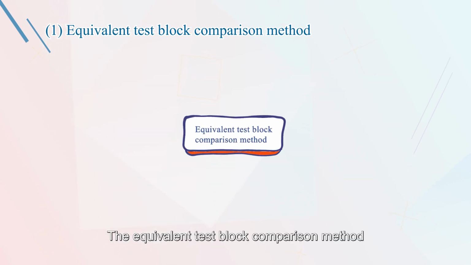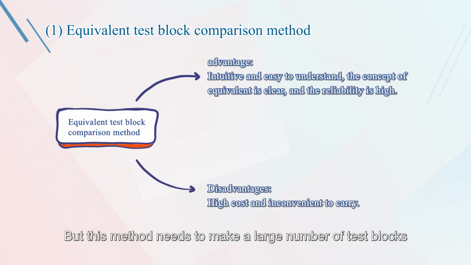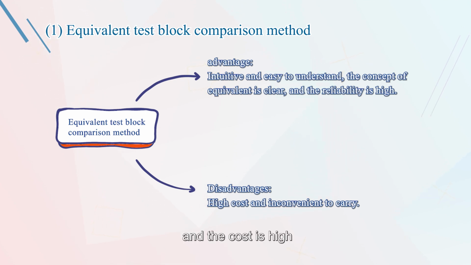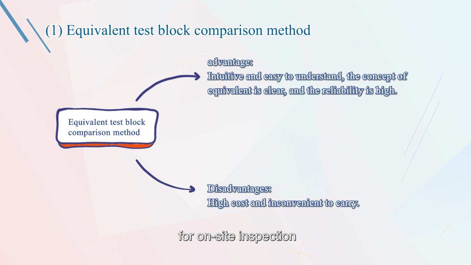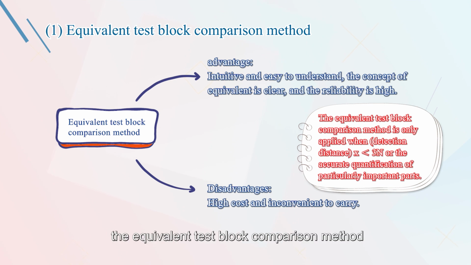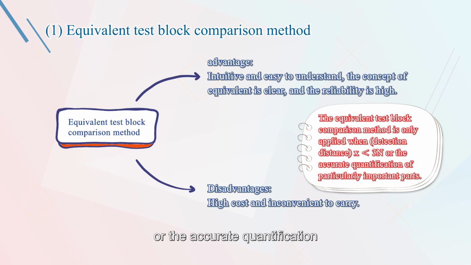The equivalent test block comparison method is the earliest quantitative method, which has the advantages of being intuitive and easy to understand, with a clear equivalent concept and reliable quantification. But this method needs a large number of test blocks, and the cost is high. At the same time, the operation is quite cumbersome, and it is inconvenient to carry many test blocks for on-site inspection. Therefore, it is not widely used, and it is only used when x is less than 3N or for the accurate quantification of particularly important parts.